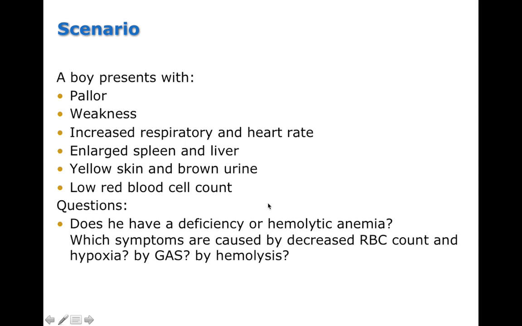This is why it's going to cause jaundice, from a breakdown of those red blood cells and the deposition of bilirubin in the skin. We see that low red blood cell count would also correlate with hemolytic anemia. Increase in respiratory and heart rate would be part of the compensatory responses, or GAS, associated with hypoxia. Same with weakness and pallor, which are going to come from the symptoms of the anemia itself.